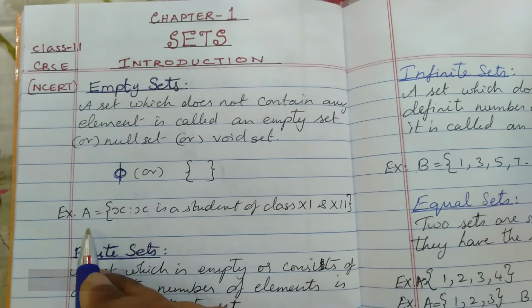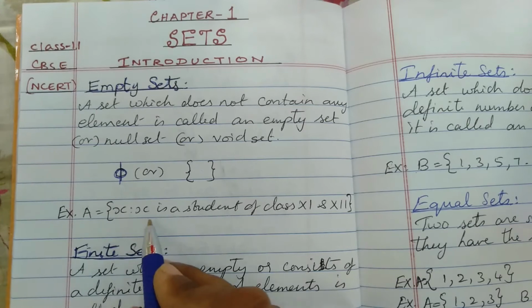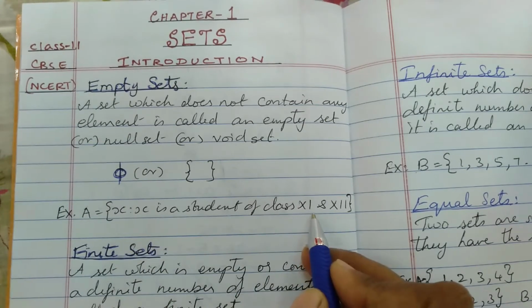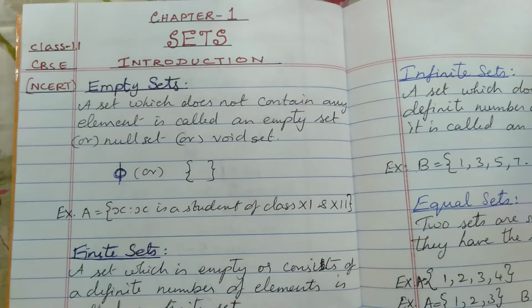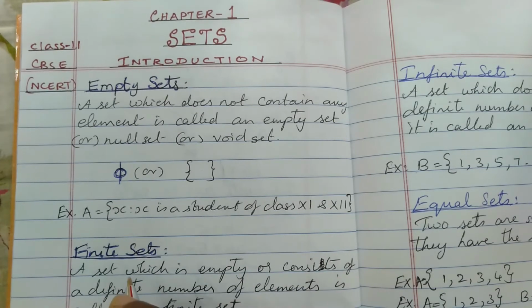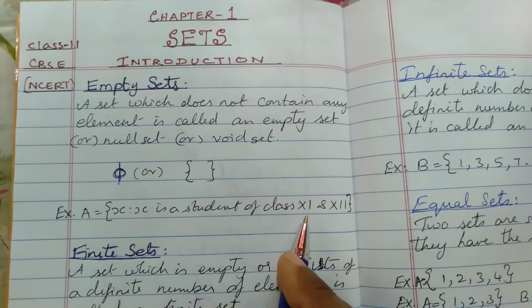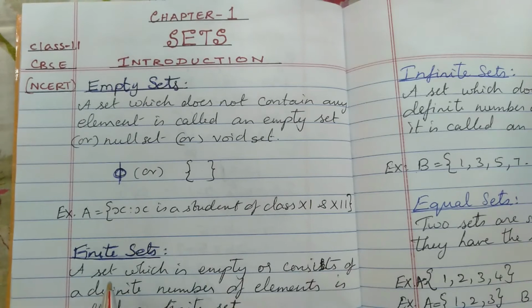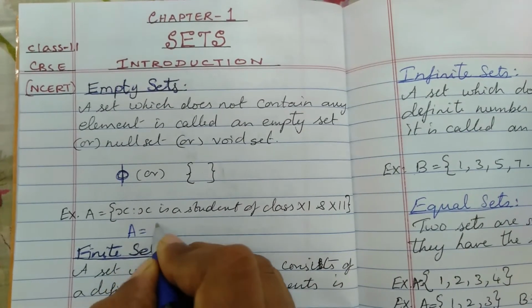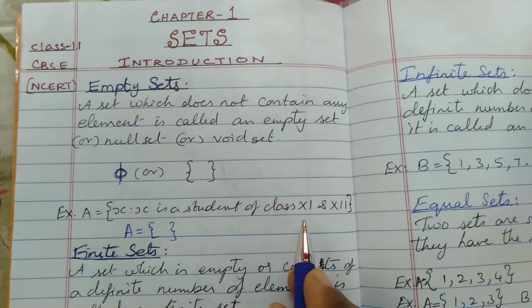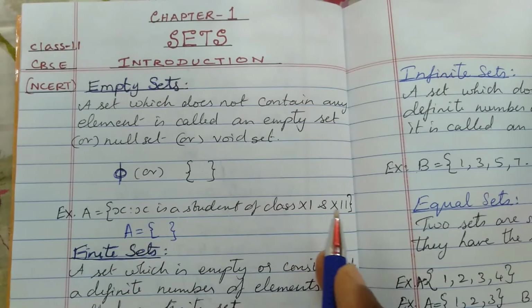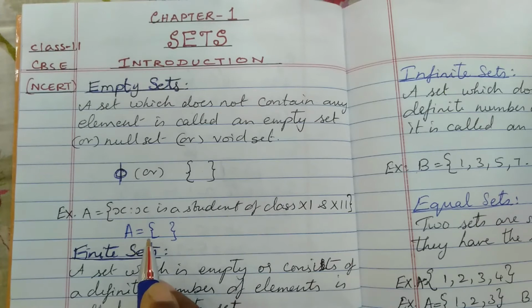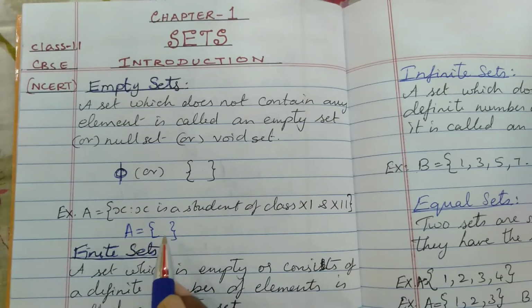For example, if you take this set A, X such that X is a student of class 11 and class 12. So how is this possible? A student cannot study in class 11 and class 12 at the same time, right? So this means that this set will not contain any element, right? Because there will not be any student who will study in class 11 and class 12 at the same time. So you will not have anybody in this list. So it will be an empty set.